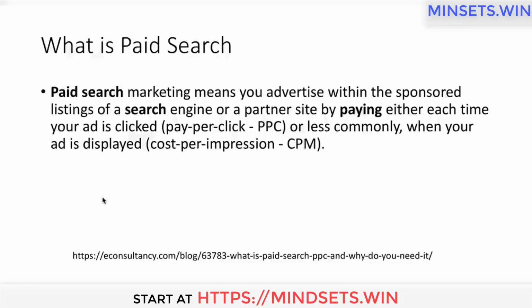Paid search marketing means you advertise within a sponsored list of search engines or a partner site by either paying each time your ad is clicked, or, less commonly, when your ad is displayed. With the CPM model, every time your ad is viewed by 1,000 people, you're charged a set or fixed amount. The cost could be $100 per 1,000 impressions, or it could be $20 per 1,000 impressions. Typically, the lower the cost per 1,000 impressions, the lower the quality of the traffic. So that's something to keep in mind.